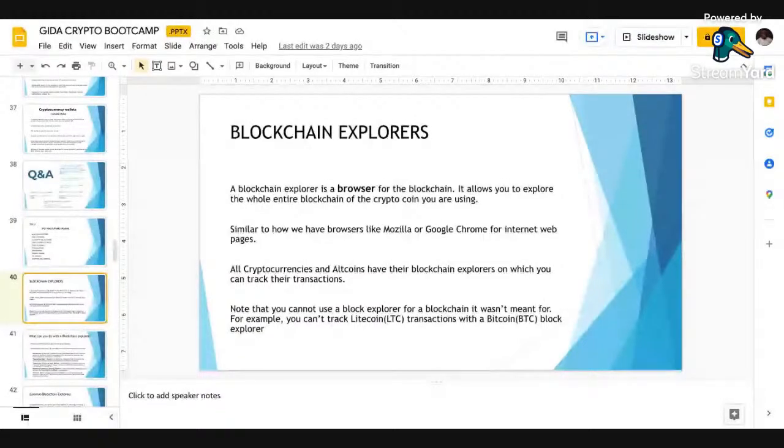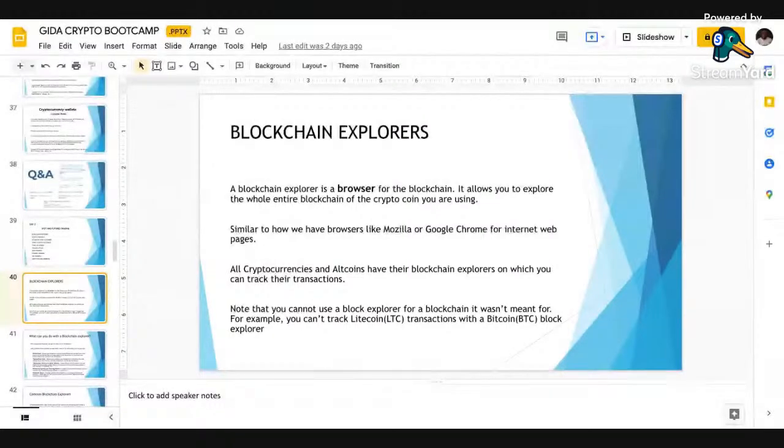As I mentioned, all cryptocurrencies and altcoins have their own blockchain explorers on which you can track their transactions. But one thing you should have at the back of your mind is this: you cannot use the blockchain explorer for one coin on another coin. For instance, you can't use the blockchain explorer for Litecoin transactions on a Bitcoin explorer. You can't get a Litecoin address and try to access the details on a Bitcoin blockchain explorer. It's not going to work. So you must ensure that the explorer you're using is the accurate explorer for that token.